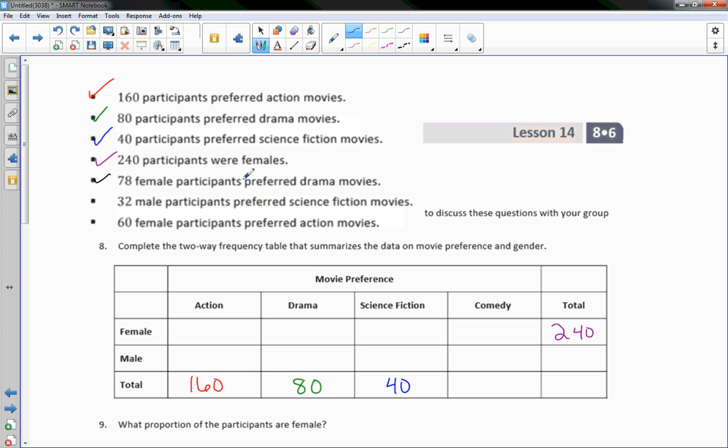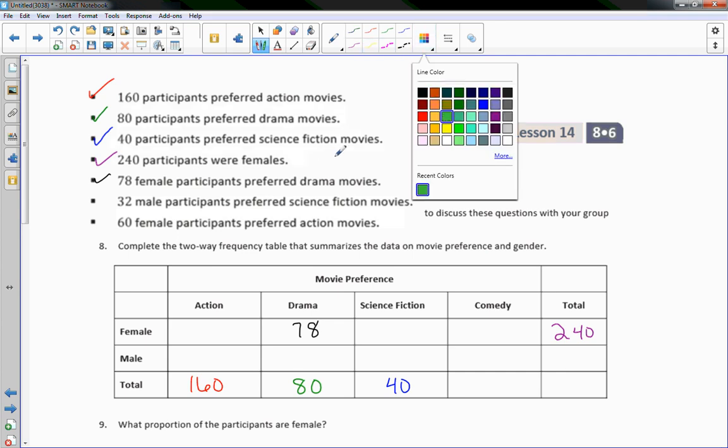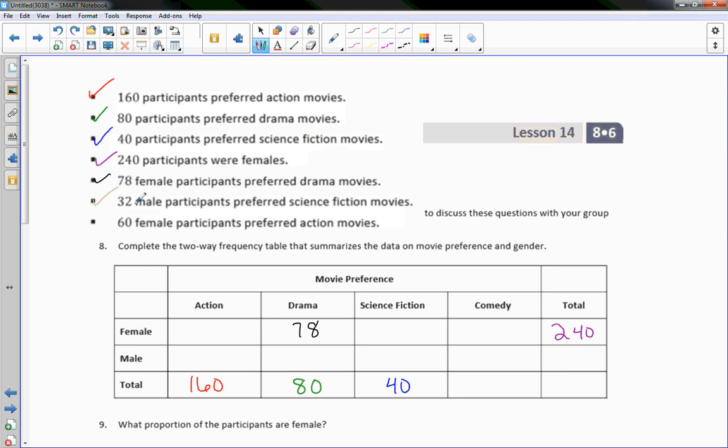78 female participants preferred drama. So now we're filling in the drama. 78 females preferred drama. So females, drama, 78. Okay, running low on colors here. What can I choose? How about green? A different kind of green. Or how about brown? So when I check this one, 32 male participants preferred sci-fi. Male, sci-fi, 32.